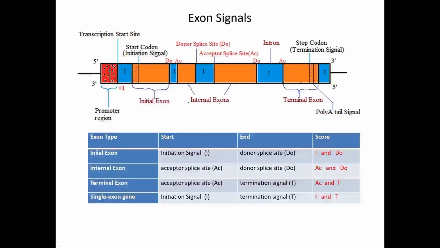Now let's see what are the signals by which the type of exon is determined. An initial exon has an initiation signal at its 5' end, this one, and then a donor splice site at its 3' end. All internal exons will have on their 5' end an acceptor splice site and on the 3' end a donor splice site. A terminal exon will have on its 5' end an acceptor splice site signal and on the 3' end a termination signal. If it is a single exon gene, we have already seen about a single exon gene. It will have an initiation signal in the beginning and a termination signal at its end.